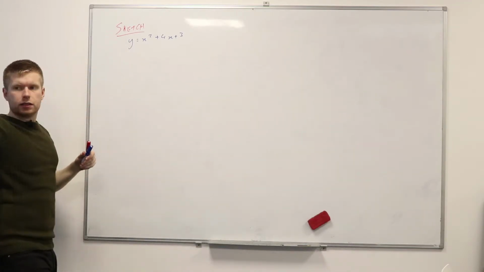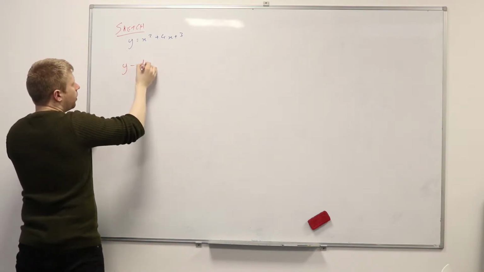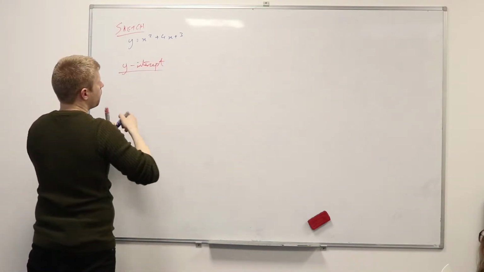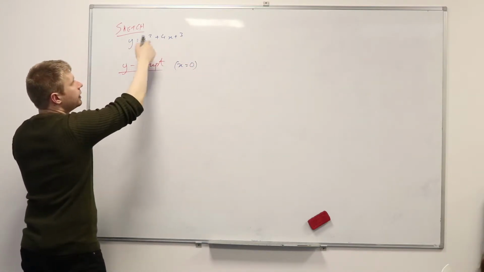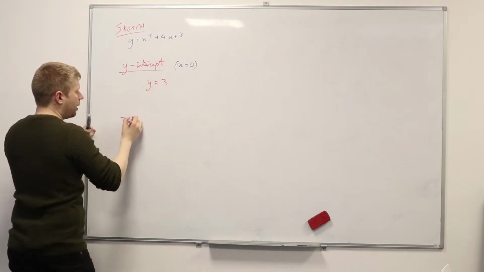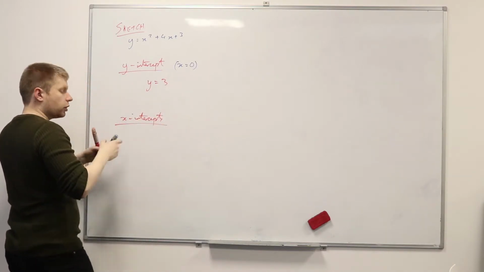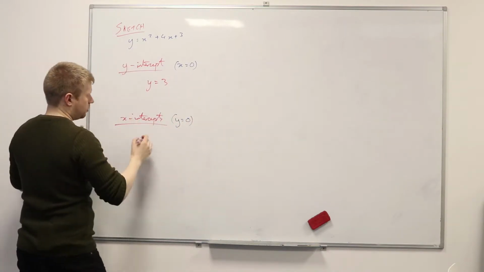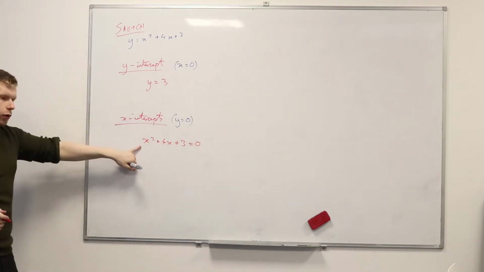I'm going to look for my two important features. Can somebody tell me where my y-intercept is going to be? Good, exactly. It's going to be at 3, because if I set x to be 0, they disappear. I get y equals 3. How am I going to find my x-intercepts? Good, so I'm going to set y to be 0. So I get x squared plus 4x plus 3 equals 0. Excellent, so you're flying ahead. Let's just make sure we're all there.